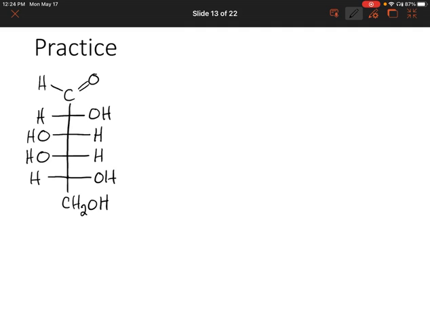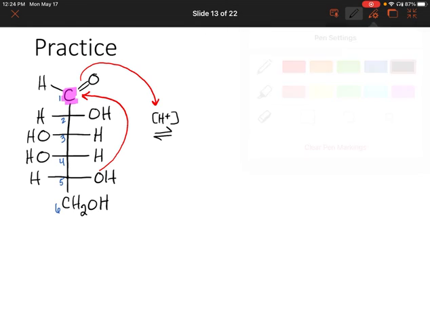Okay, so we know that carbon 1 will be our anomeric carbon. And we also know that we'll have a reaction with an acid. So this oxygen on the 5th carbon is going to attack the anomeric carbon there. And then we have protonation of the carbonyl oxygen. So we're going to form a 6-membered ring here. Kind of hard to draw these, so it's okay if it's not perfect.